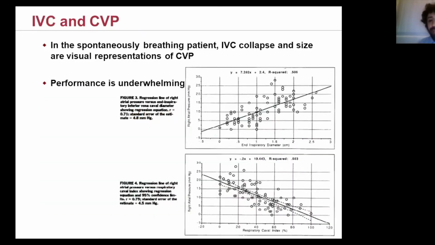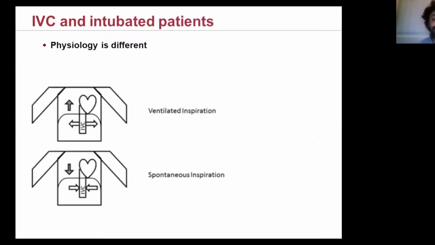The problem is that when it actually comes to how this performs in trials where we have patients with invasive monitoring and an IVC assessment by ultrasound, it's not really satisfying, with C-statistics of 0.5, 0.6, which means that it's not perfect by any means.